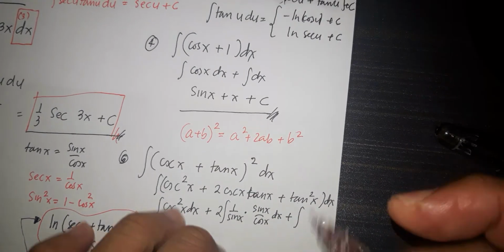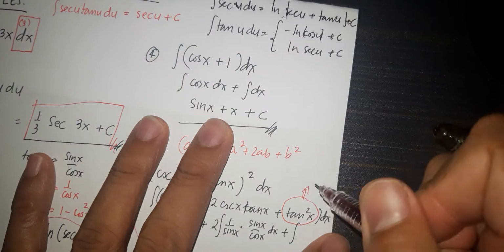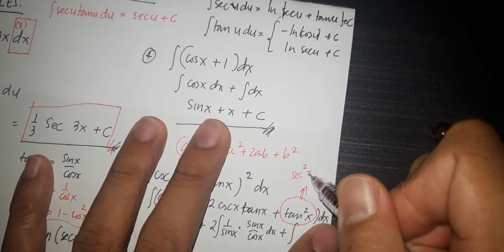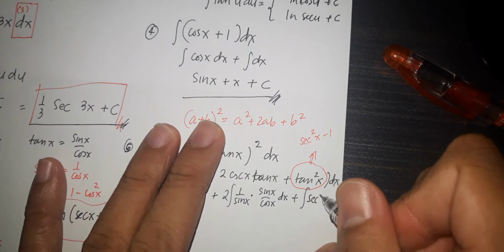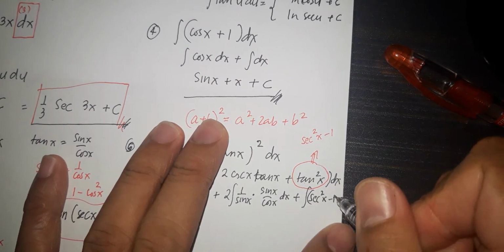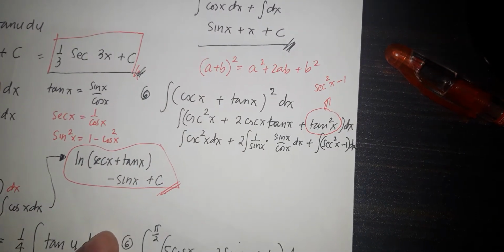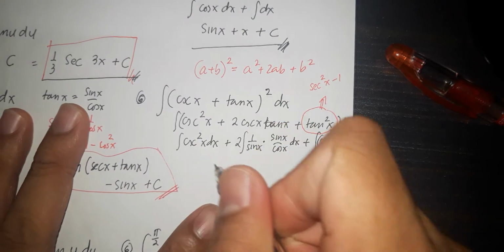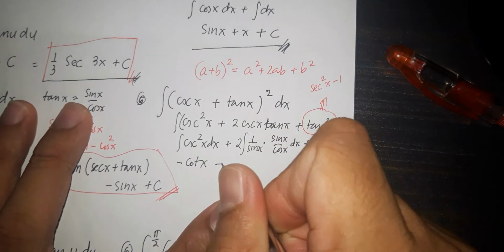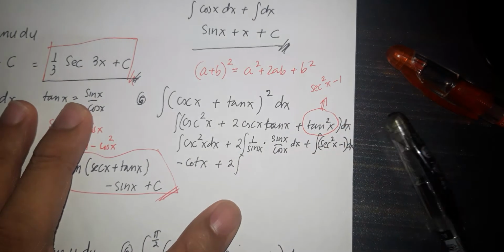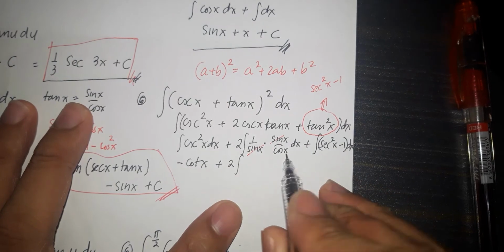So, magiging itong integral of cosecant squared x plus 2 cosecant x times tangent of x plus tangent squared x dx. So, integral of cosecant squared x dx plus 2 integral of cosecant is 1 over sine, tangent is sine x over cosine x dx plus integral of tangent squared of x. So, what is tangent squared of x? So, that is using Pythagorean identity equal to secant squared x minus 1. So, that's integral of secant squared x minus 1 dx.